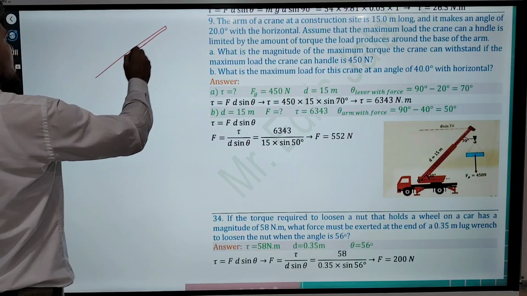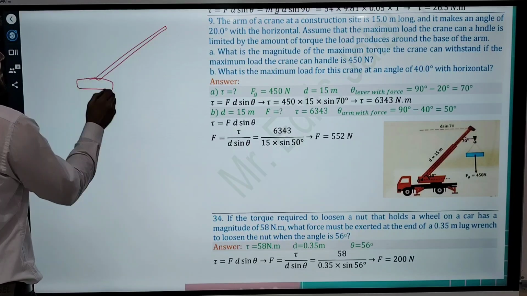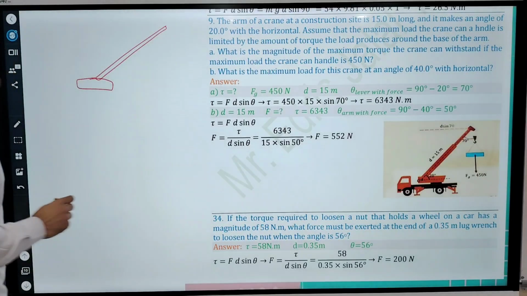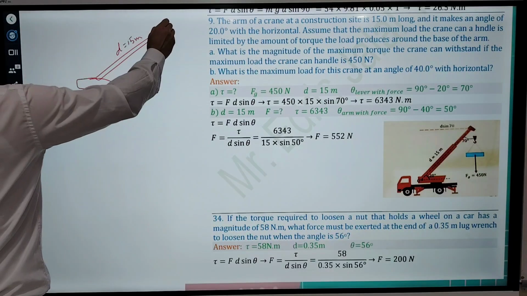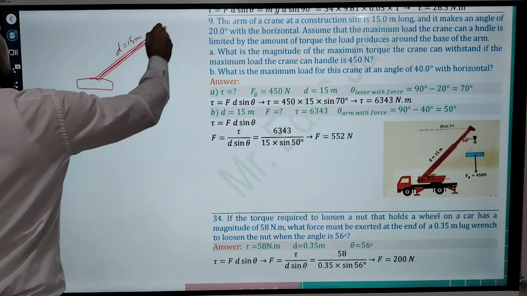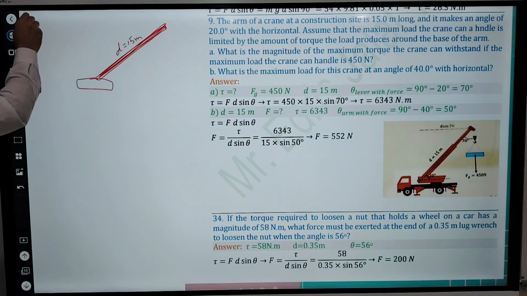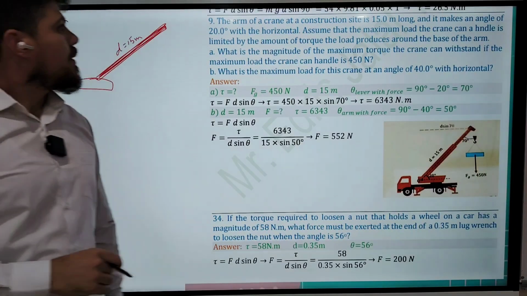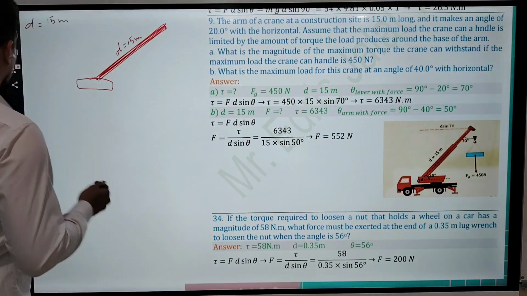What is this? This is the arm of the crane. This distance is 15 meters from this point to this point. This is the distance of the arm. Great. Now, the distance is 15 meters. It makes an angle of 20 degrees with the horizontal.